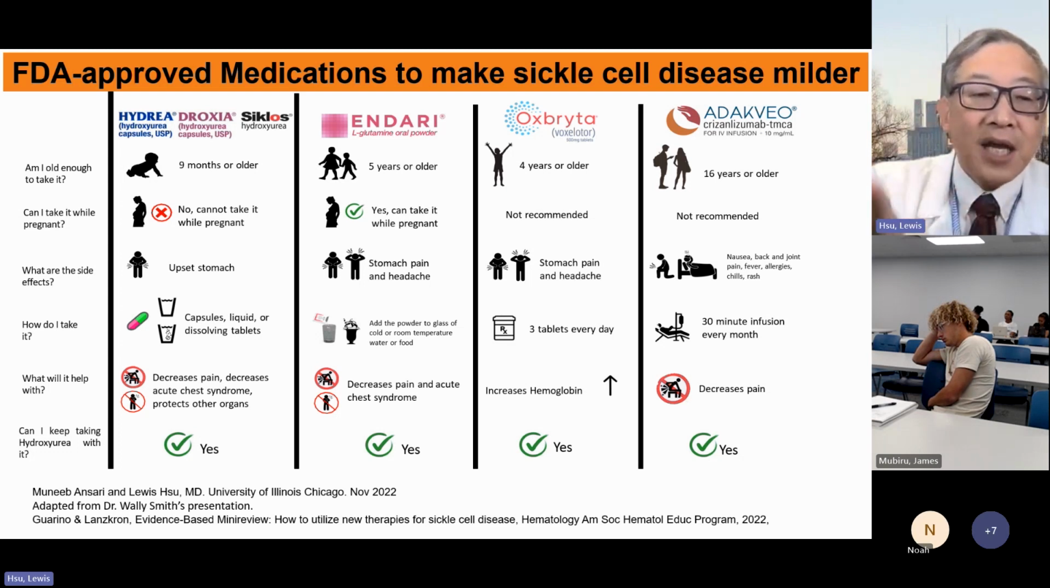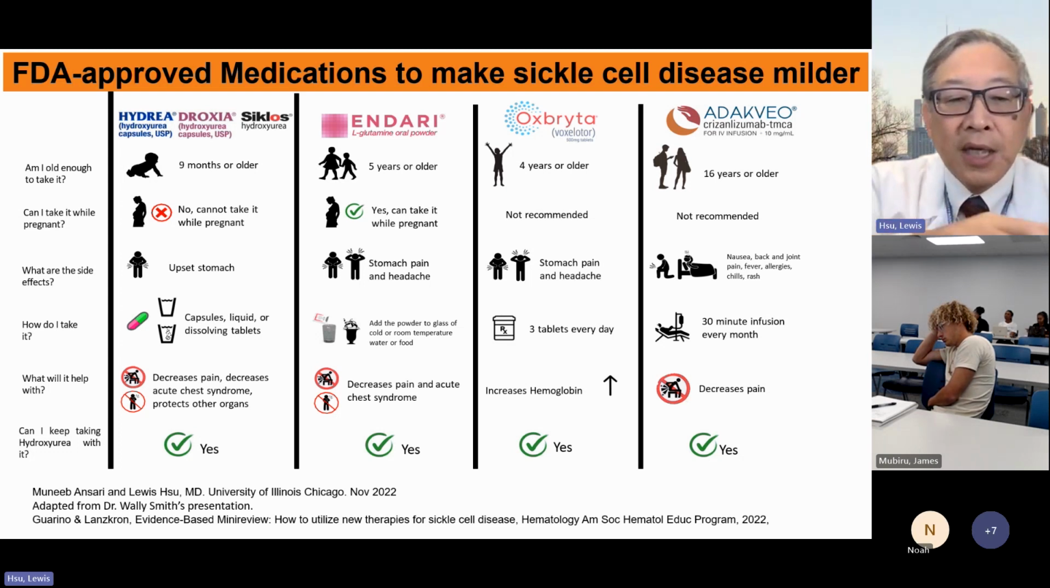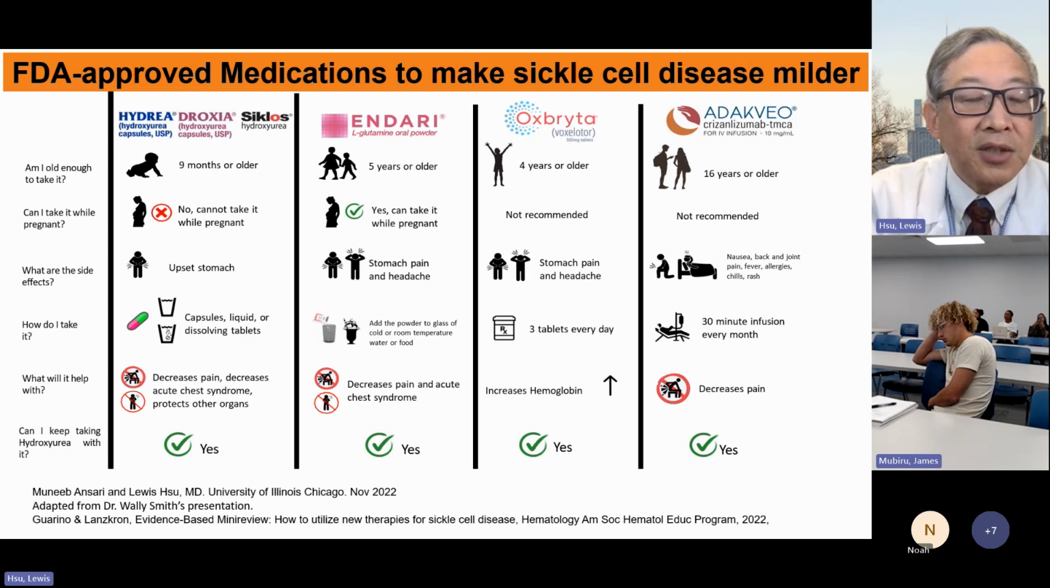Each of them will have its side effects, its issues, how it's delivered could be different. Some are liquid, some are injection. Some are okay for pregnant women, some are not. That's shown in this row here, that hydroxyurea is not something you should take during pregnancy, but glutamine is fine during pregnancy. And then the crizanlizumab and voxelotor have not been tested during pregnancy, so we just say not recommended.